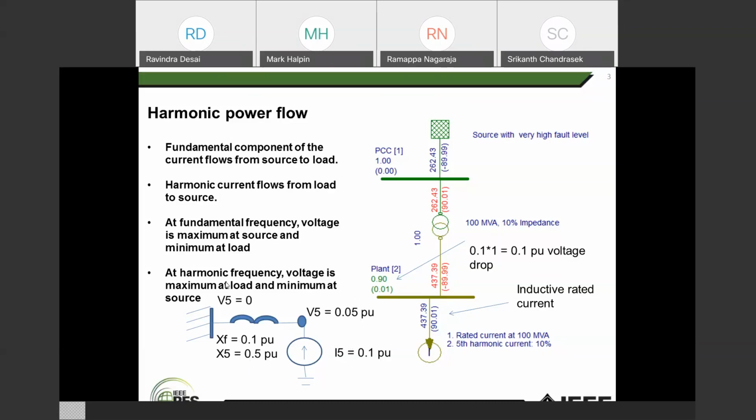But the harmonic frequency voltage is maximum at the load and minimum at the source. Here the voltage is 0, and it is maximum at the load point. This is the fundamental principle we need to understand whenever we try to understand how harmonics are going to affect our systems.